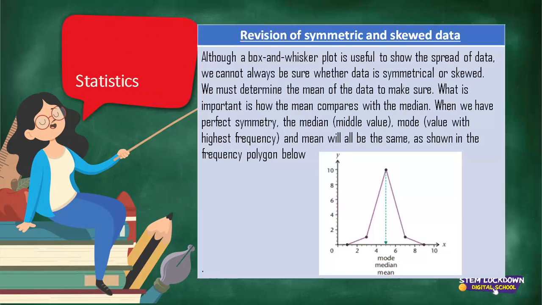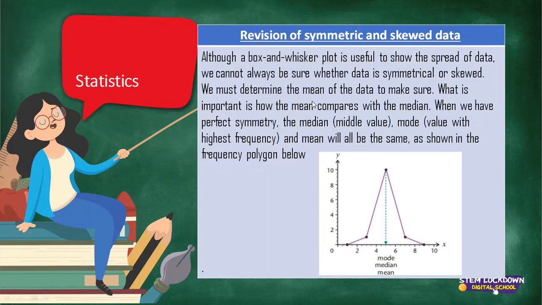Right. As I said, today is a recap of what we learned in our previous lesson. Although a box and whisker plot is useful to show the spread of data, we cannot always be sure whether the data is symmetrical or skewed. So what is symmetrical data and what is skewed data? You are going to understand that as the lesson progresses.